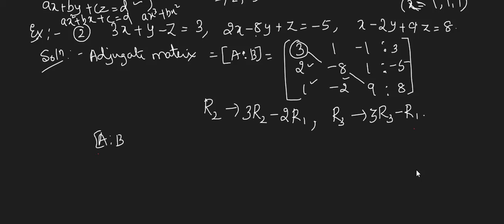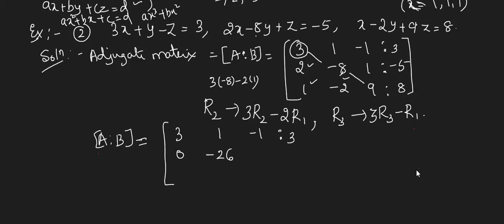So A is to B. What do I have to do with R1, as it is or any change? As it is. This is surely 0, not to worry. Next set, for this minus 8, what is the corresponding R1 element? Corresponding R1 is 1. So put in place of R2 as minus 8 and R1 as 1. So this is 3 into minus 8 minus 2 into 1. How much? Minus 24 minus 2, minus 26.